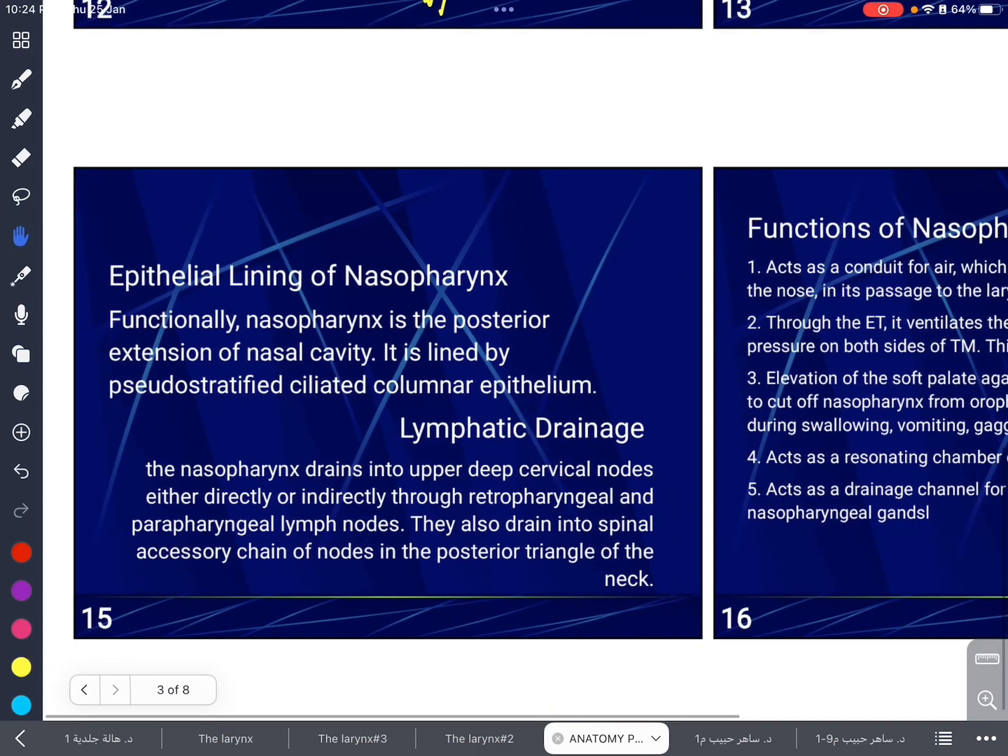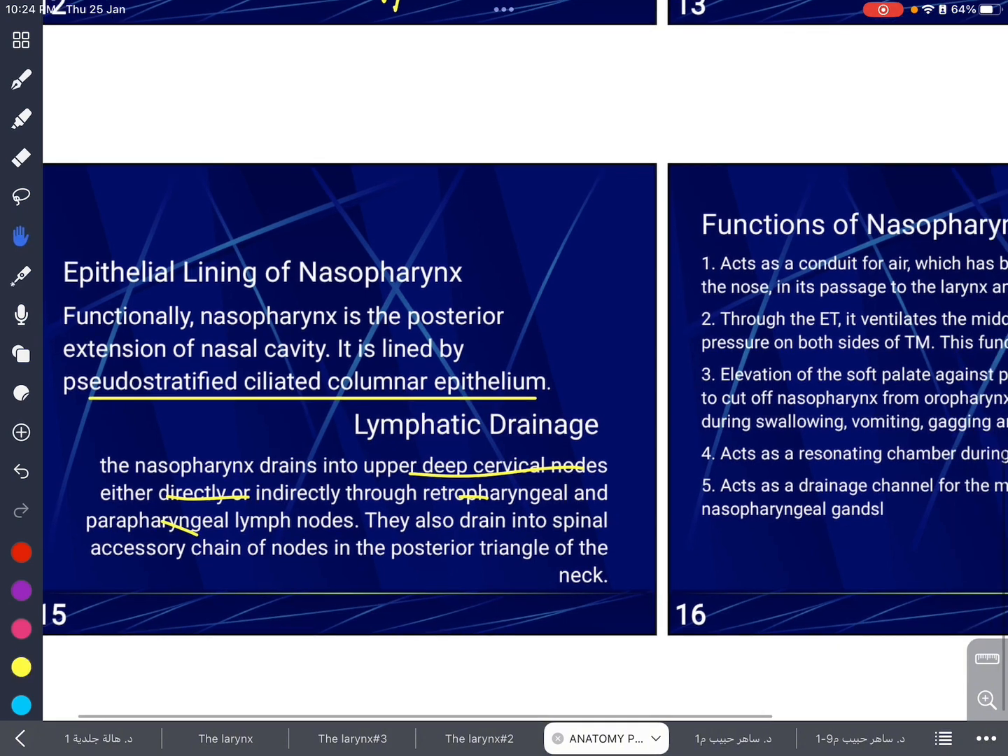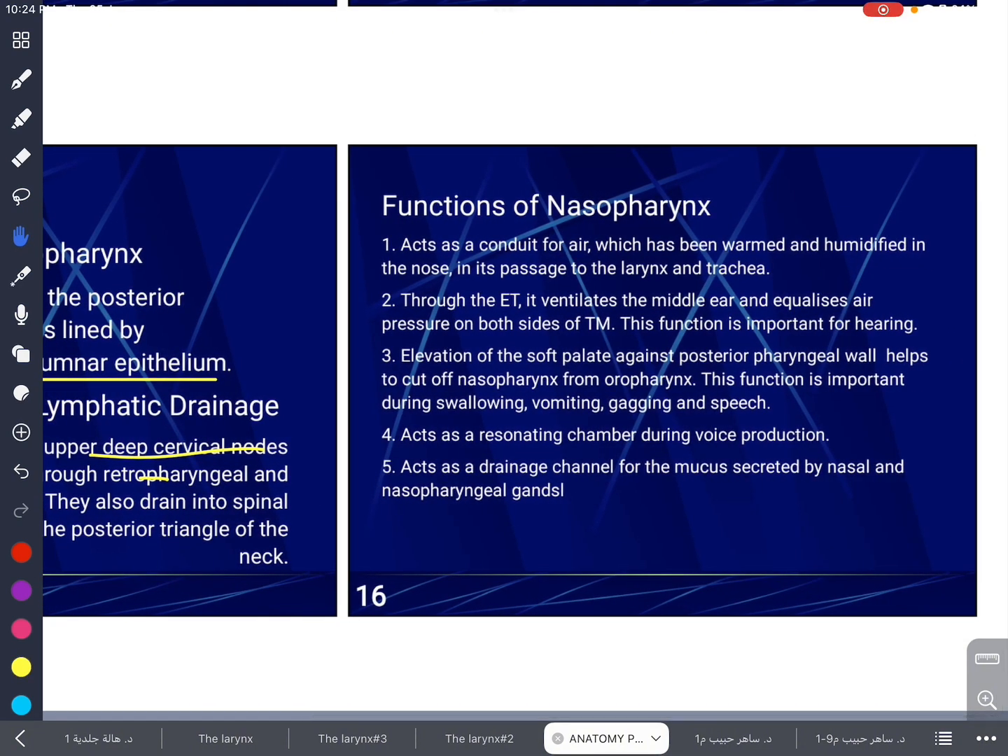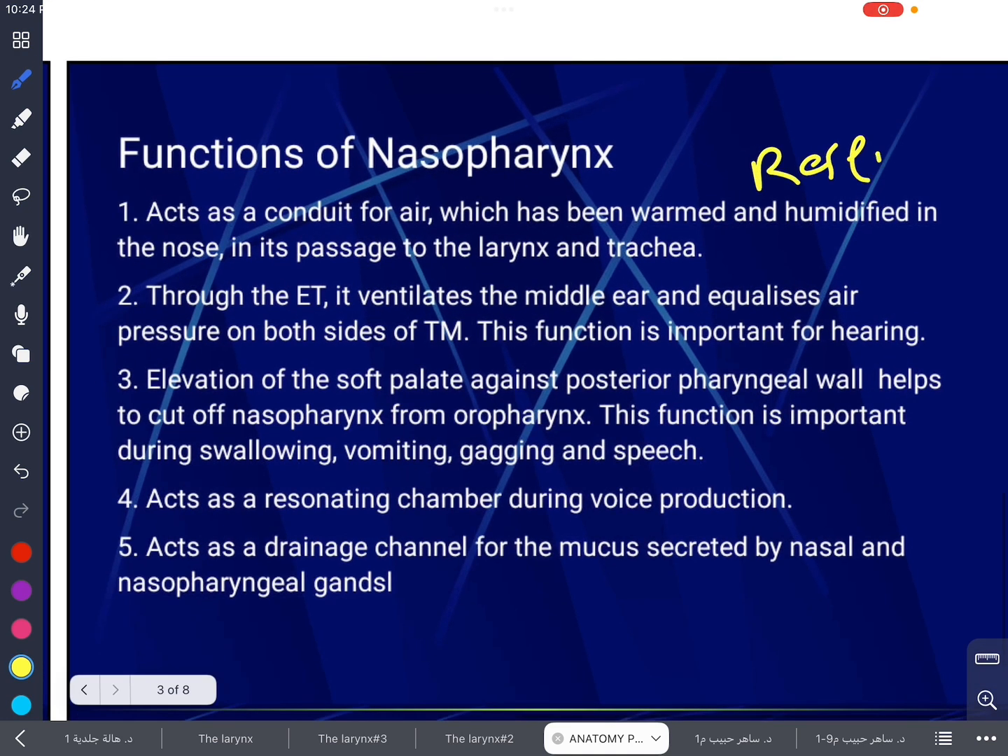Here we talk about the epithelium; as you know, it is pseudostratified ciliated columnar epithelium, the same as the upper respiratory system, and the lymphatic drainage, as we said, is either directly into the upper deep cervical lymph node or indirectly through the retropharyngeal and parapharyngeal lymph nodes. And here we're going to talk about the function of the nasopharynx. The first function is related to respiration, because it is a conduit of air after it has been warmed and humidified inside the nasal cavity.